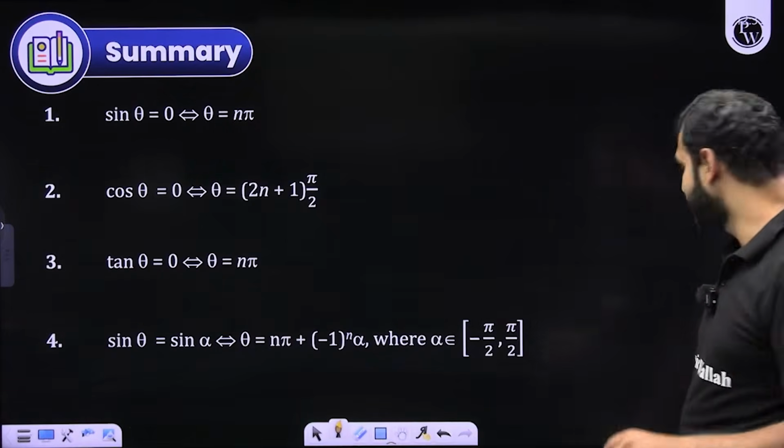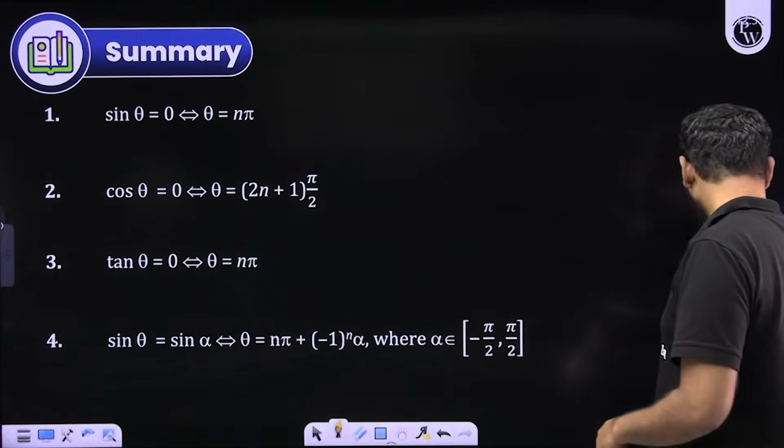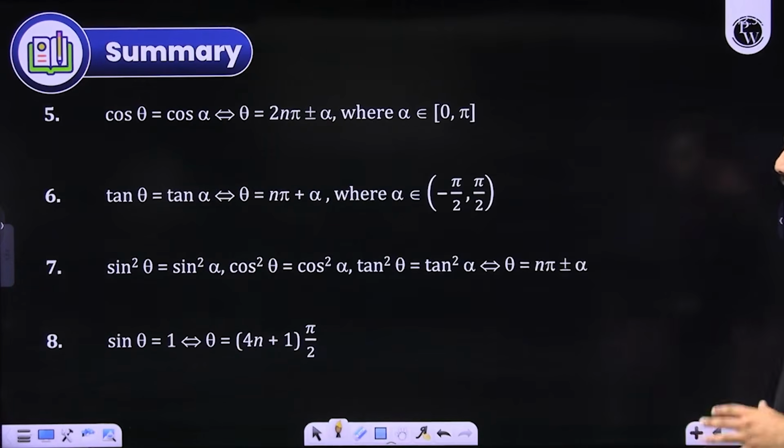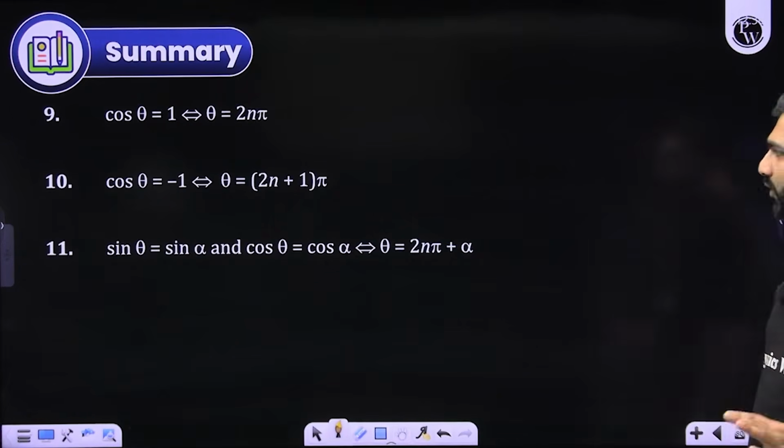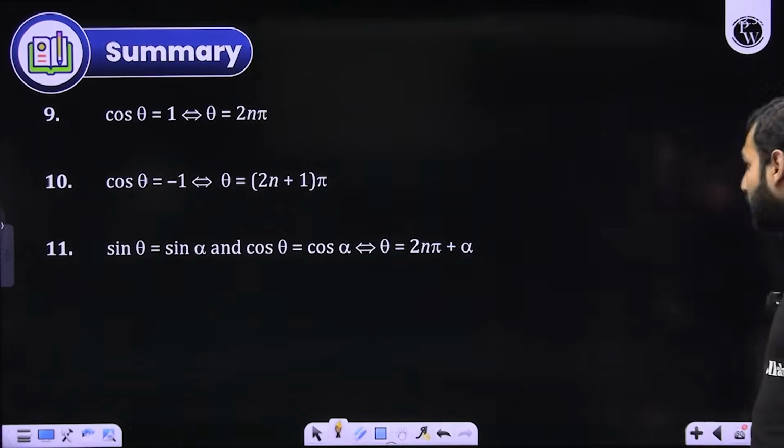This is the generalization of trigonometric equations. So take a screenshot of this page as well. This page as well. I hope you have taken the screenshot. Now, this page as well. So these are the 11 formulae which I'm insisting you all to remember.